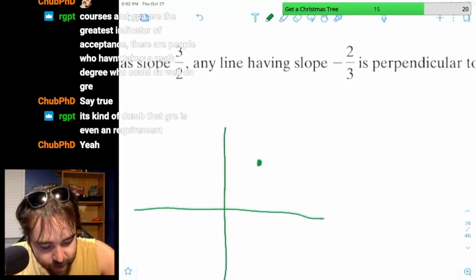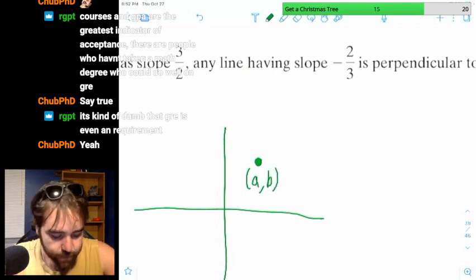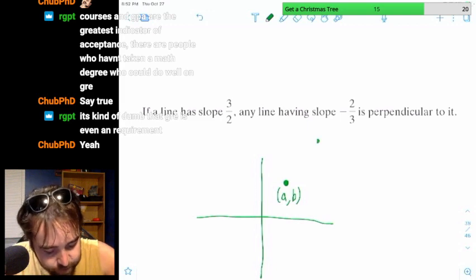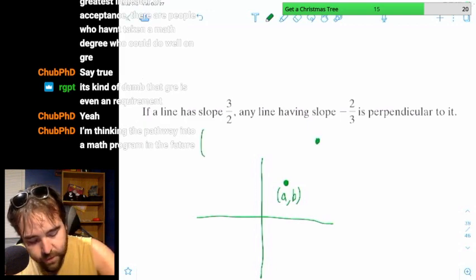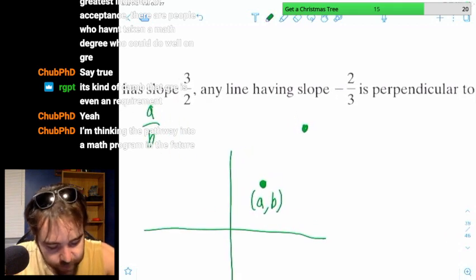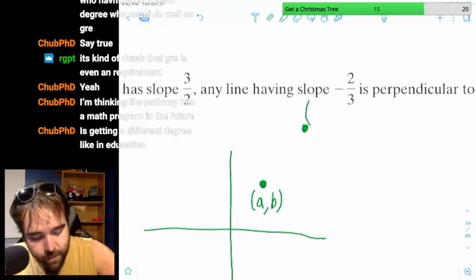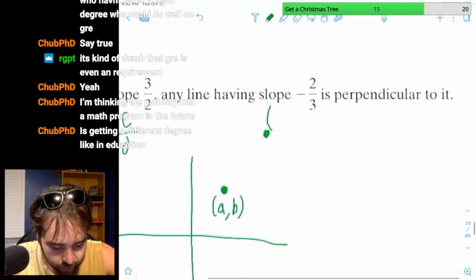So let's do this. We're going to have this point here. That's going to be the point A, comma B. And then we're going to have this point here. So let's see. The slope of our line is A over B. Hold on. No, the slope can't be A over B. The slope has to be C over D, because our starting point was A, B.